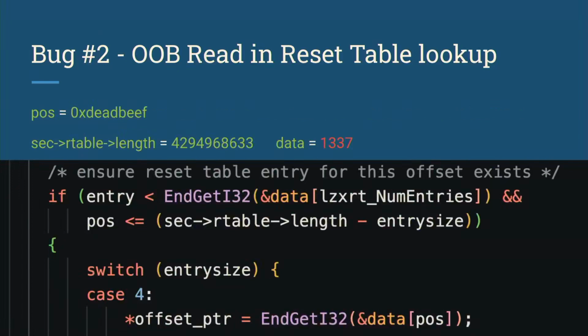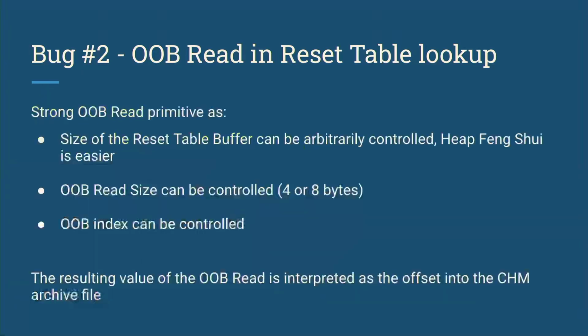So let's say we have position, set it to deadbeef, and then we set the reset table length to the enormously large value that we showed as an example earlier, but the data buffer is just 1337 bytes large. And then when position is compared to the length of the file, this check would pass in this case, and when the array is indexed, we have an out-of-bounds read. So this is the out-of-bounds read primitive.